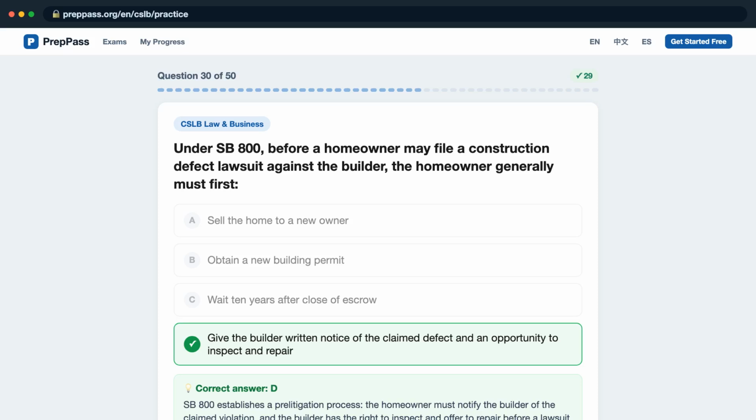SB 800 establishes a pre-litigation process. The homeowner must notify the builder of the claimed violation, and the builder has the right to inspect and offer to repair before a lawsuit may proceed.